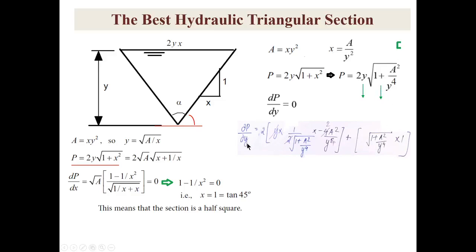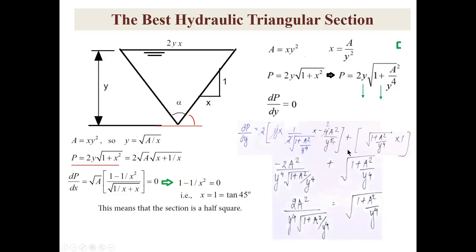Therefore, this is my differentiation of the weighted perimeter with respect to y, but I simplified it. As you see here, I can cancel out y with y from here. Therefore, I will have y to the power of 4, and also these two can be cancelled with the half of 4. The result is given here. You see that the first bracket will be equal to minus 2a square over y to the power of 4 times the square root of 1 plus a square over y to the power of 4, plus the second bracket, which is only the square root of 1 plus a square over y to the power 4.